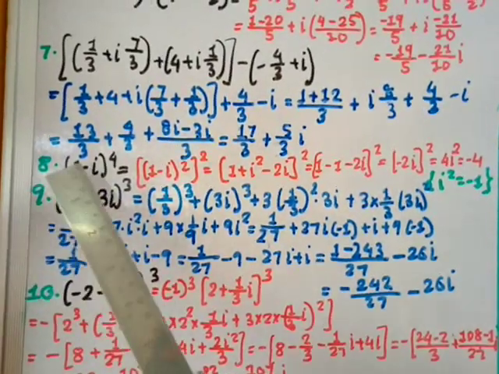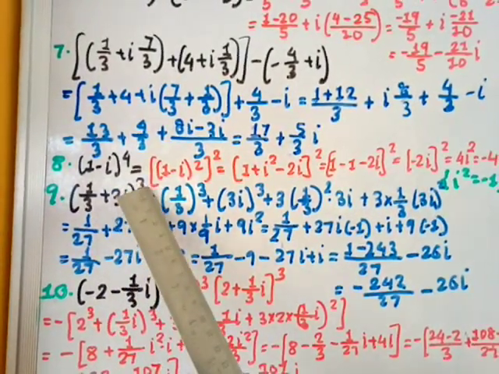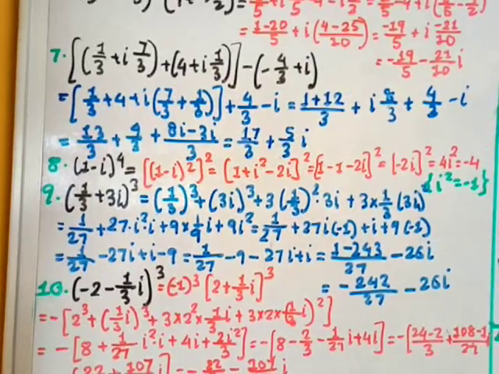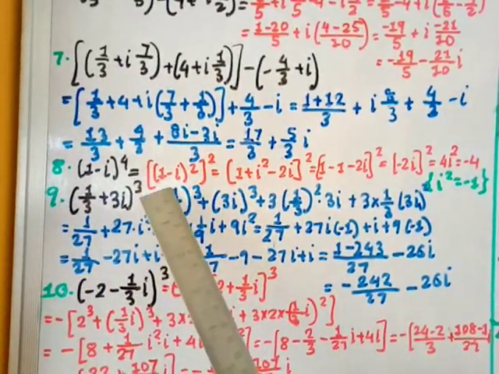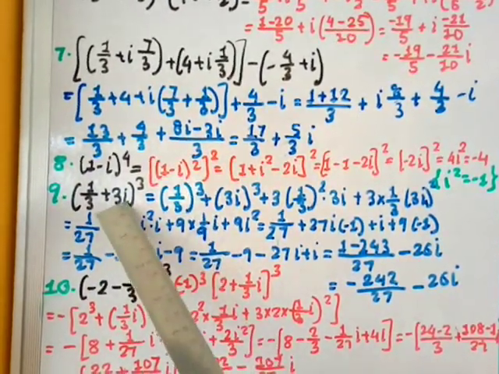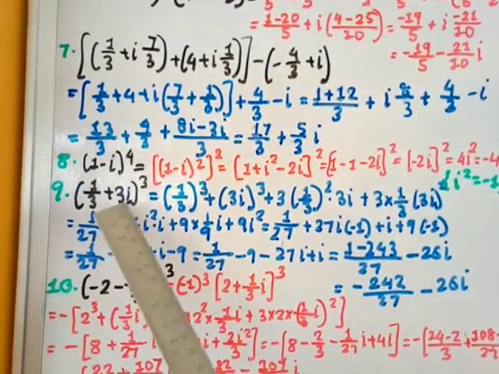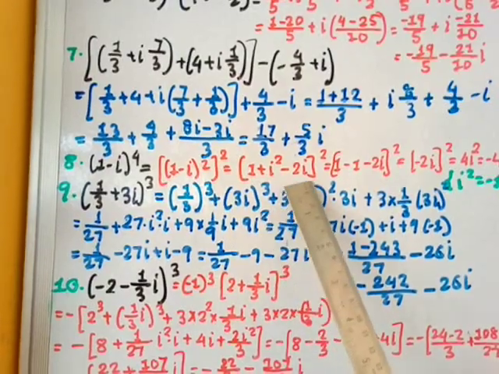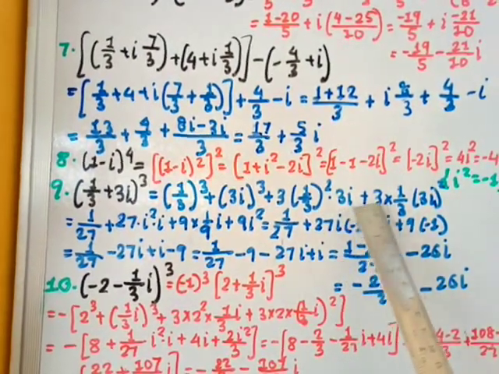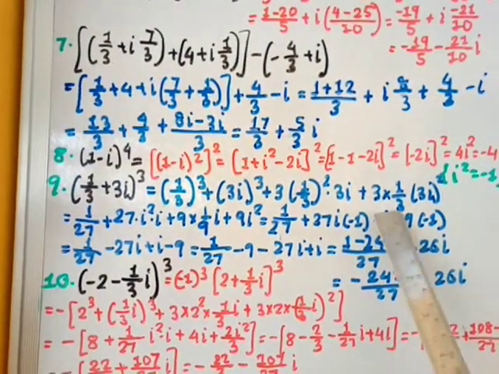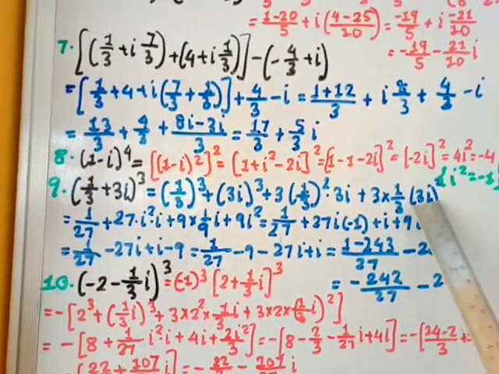Question number 9: (1 by 3 plus 3i) whole cube. Here also I will use the identity and expand this. So the first term cube, that is (1 by 3) whole cube, plus the second term cube, that is (3i) whole cube, plus 3 times the square of the first into the second term. So 3 into (1 by 3) whole square into 3i, plus 3 into the first term 1 by 3 into the second term square, so (3i) square.